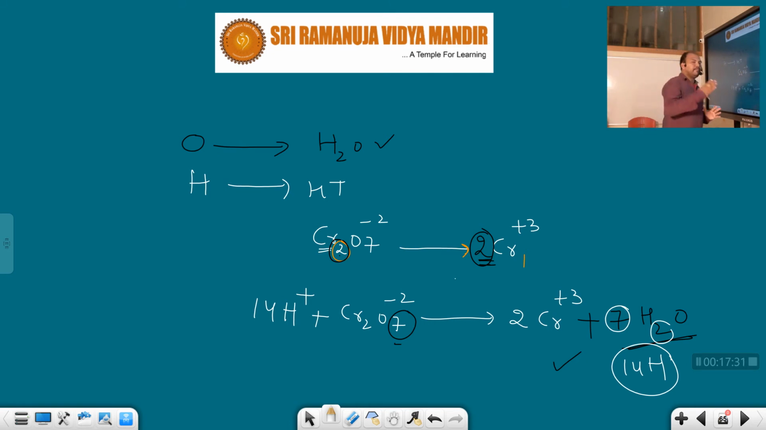In step 1, we balance all atoms of the elements except oxygen and hydrogen. The second step: on the oxygen-deficient side we add water molecules, and on the hydrogen-deficient side we add H plus ions. We have already done this: we add water molecules, and we add H plus ions.